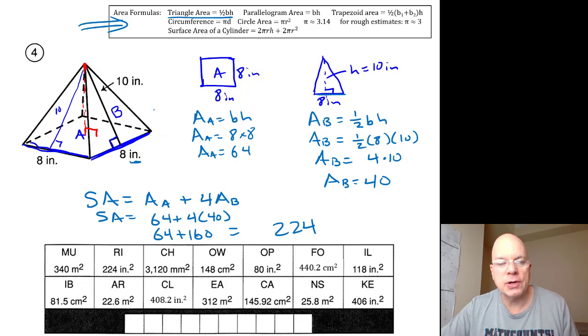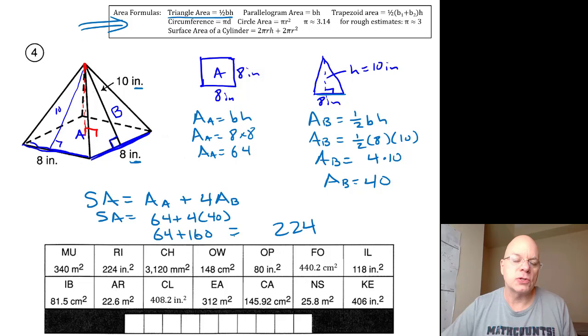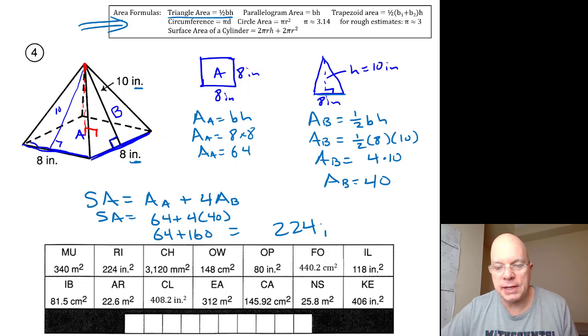All of the dimensions are given in inches, and even though a pyramid certainly is a 3-dimensional object, its surface area is 2-dimensional space, and so that will be inches to the 2nd power, inches squared.